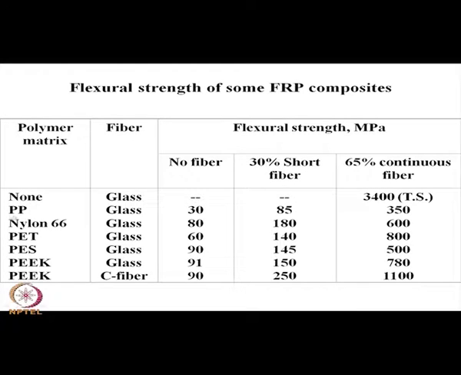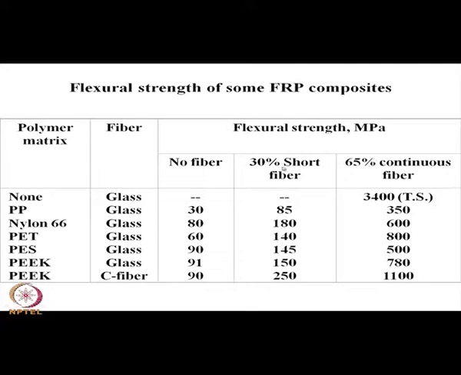Now, when 30% short fiber of glass or carbon was incorporated, look at the improvement in strength from 30 to 85, 80 to 180, 60 to 140, 90 to 145, 90 to 150 and 90 to 250. So, you see the effect of carbon fiber and PEEK. That is why these carbon fiber, polyether ether ketone composites are very strong, the strongest composites, and are used in aircraft or in spacecraft.